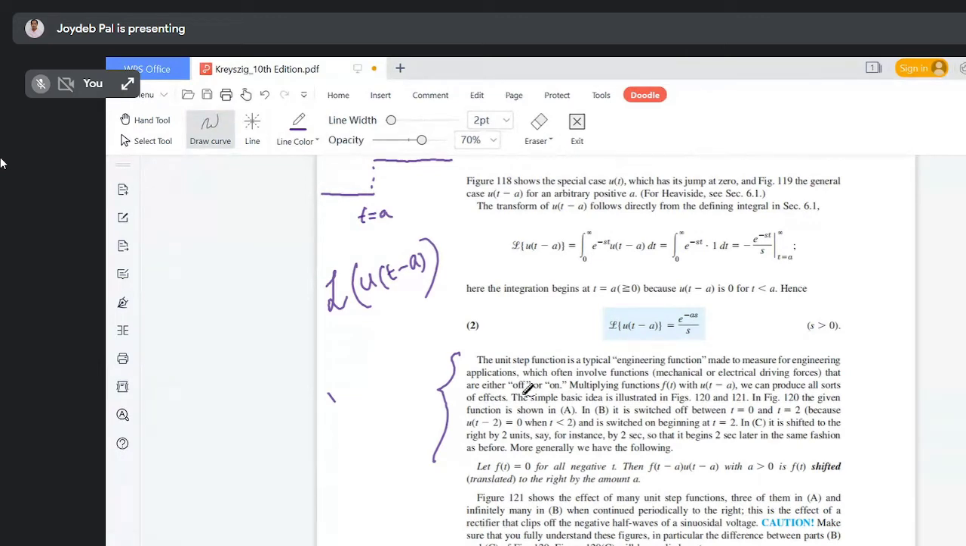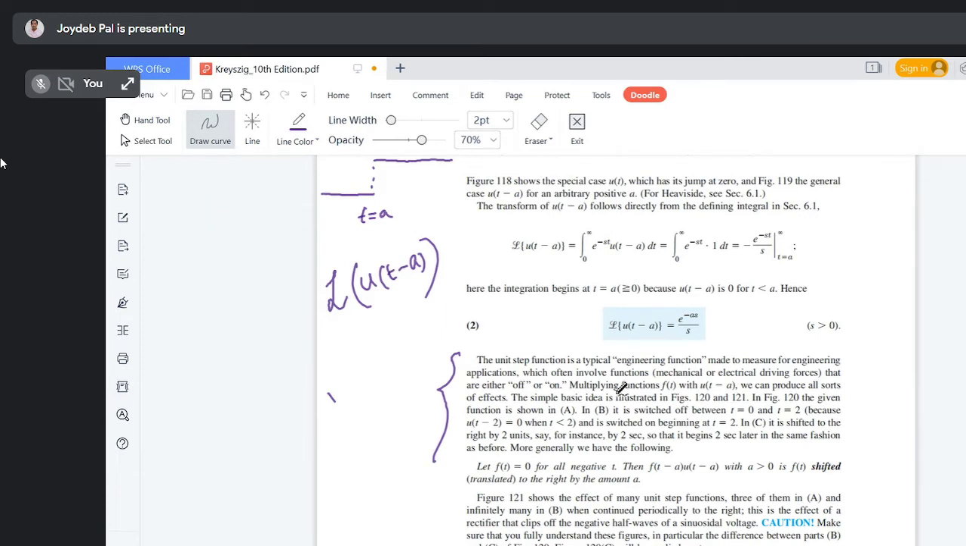Because it is related to engineering problems, you can read, I'm reading, you can see. The unit step function is a typical engineering function made to measure for engineering applications, which often involve functions that are either off or on. So in electrical, you have seen, you know that there is a switch which is either on or off. So there are many engineering problems which include this type of on off function.